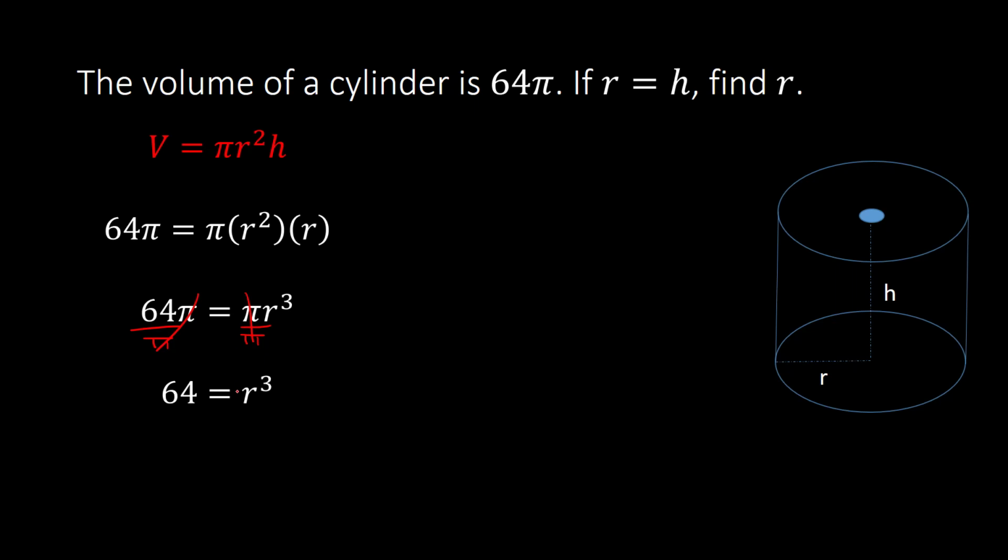And then to get rid of the cubed, I need to do the opposite of cubing, which is cube rooting. So take the cube root of both sides, which will get that to cancel. I'm left with r equals the cube root of 64, meaning what cubed would give me 64? And that would be 4. So the radius in this case would be 4.